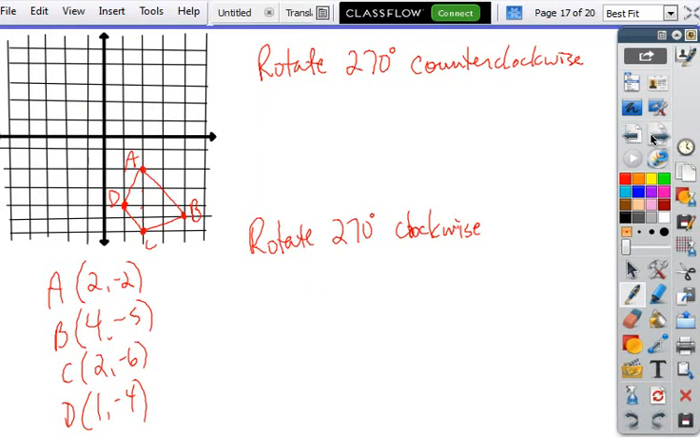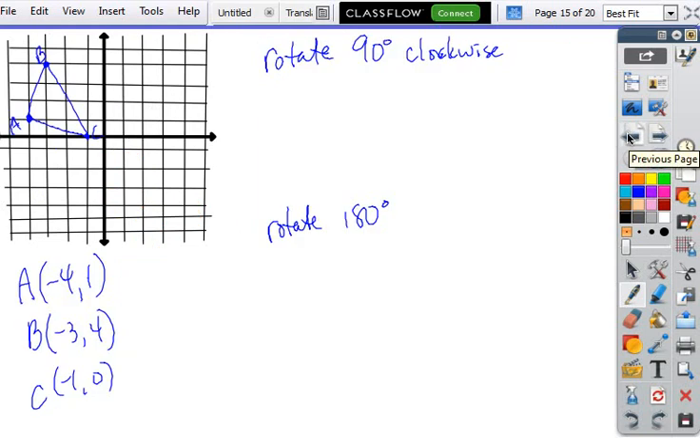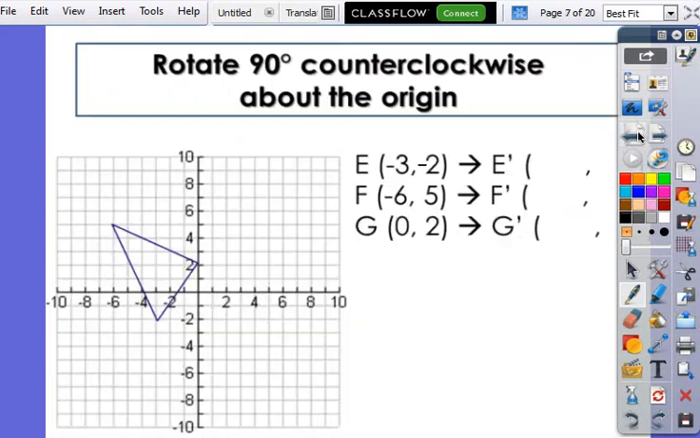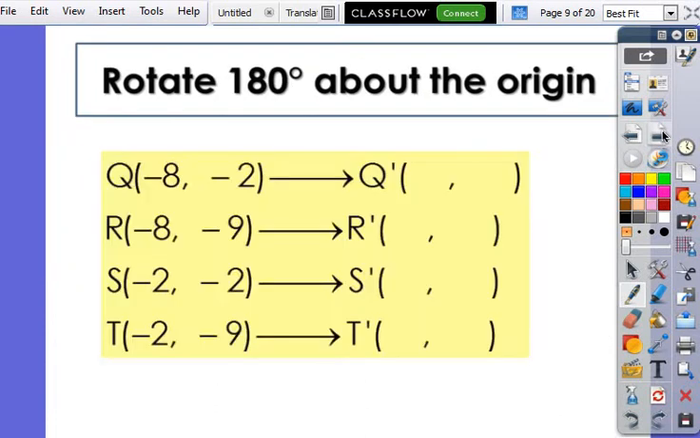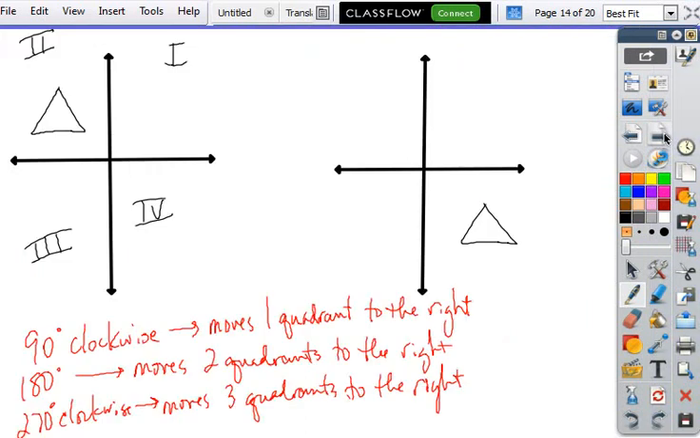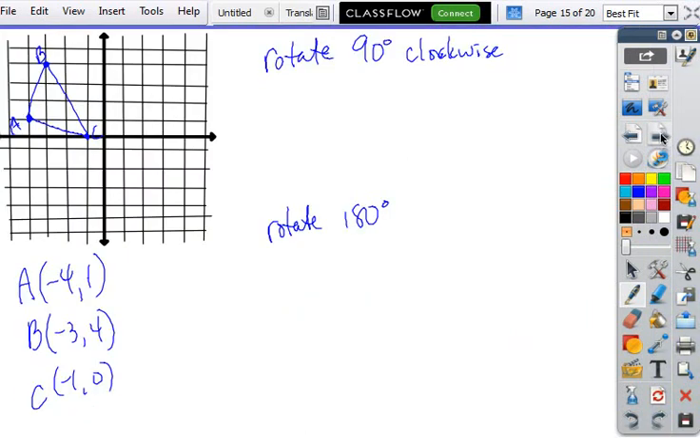Let's do one of these. It says 90 clockwise. What did the rule say for 90 clockwise? Change the sign of X, switch the order. So if I'm doing this one, and I want to change the sign of the X, 1 and 4, and then B prime would be 4 and positive 3. And 0 and positive 1.